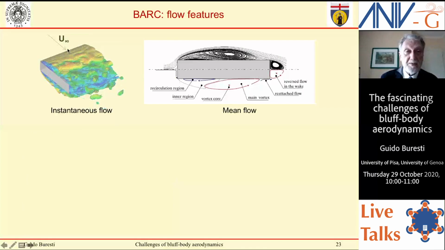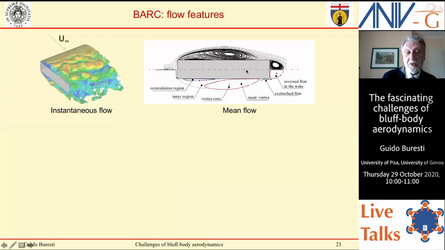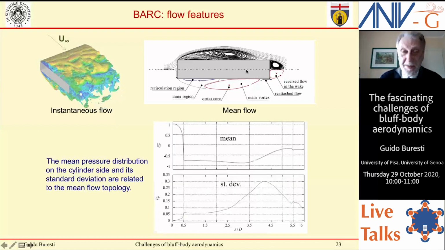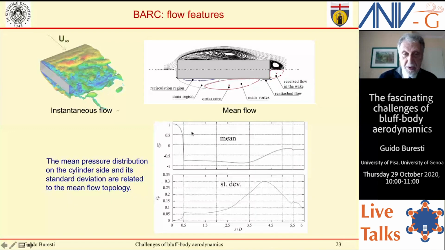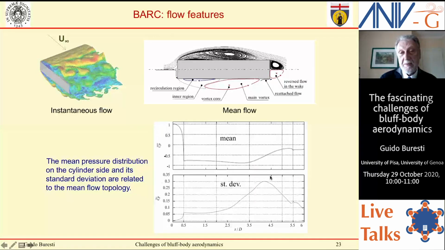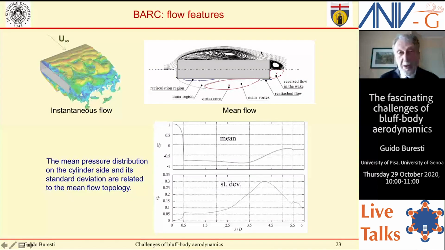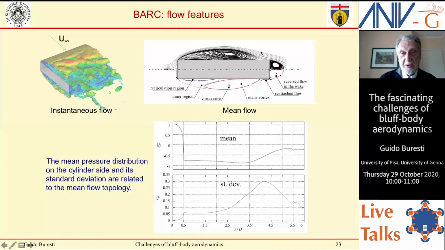It is the instantaneous flow. This is the mean flow. You see, the mean flow is characterized by this recirculation region. And this produces a pressure distribution of this type. I mean, this is the type of pressure distribution you may expect. These are pressure coefficients, actually, and this is a standard deviation. So you see, you get a maximum standard deviation, maximum fluctuation, around the point where you have the closing of the recirculation, the reattachment of the flow behind the recirculation region. This is what you expect.